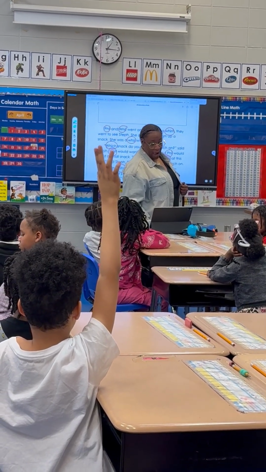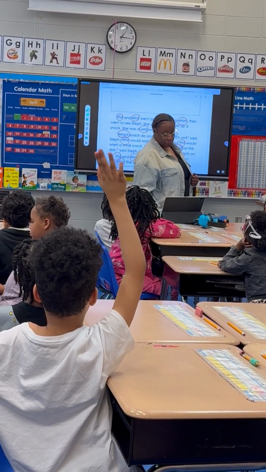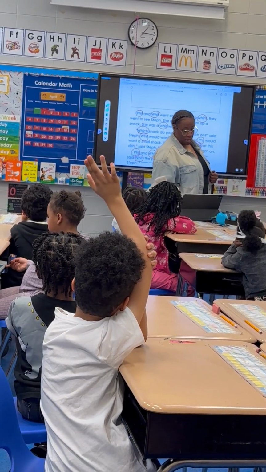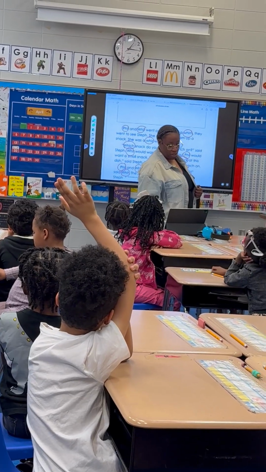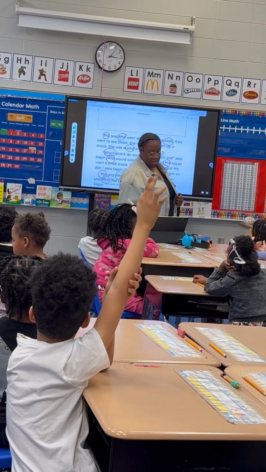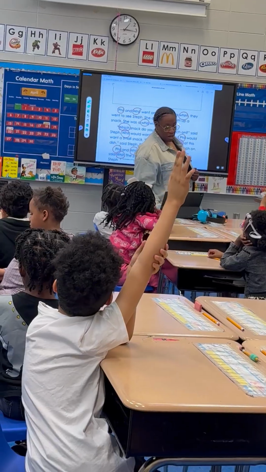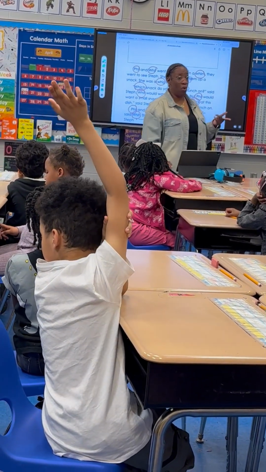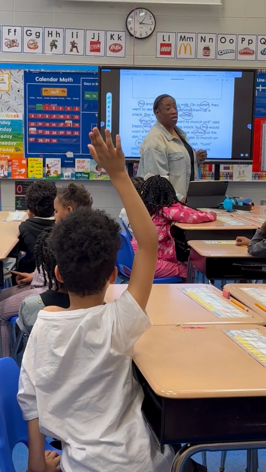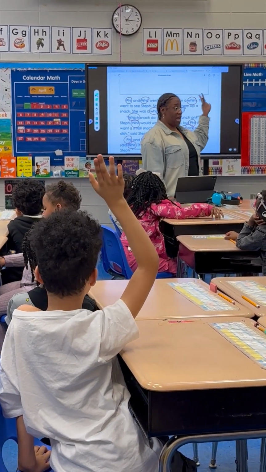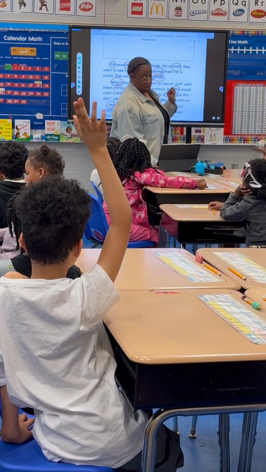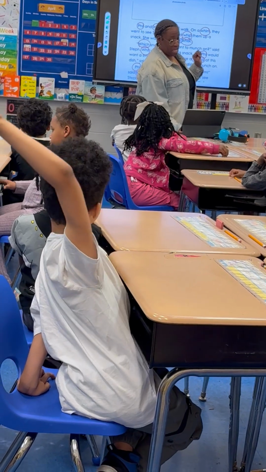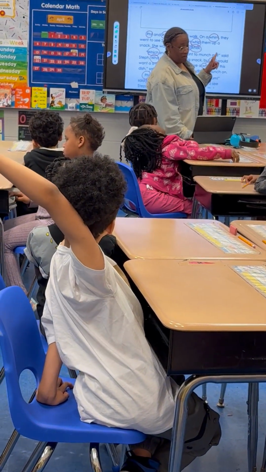So today, we went over two digraphs. The two digraphs we went over were what? W-H and what? P-H. W-H and P-H. W-H makes the what sound? Woo. As in the letter what? W. Both of them make the same what? Sound.